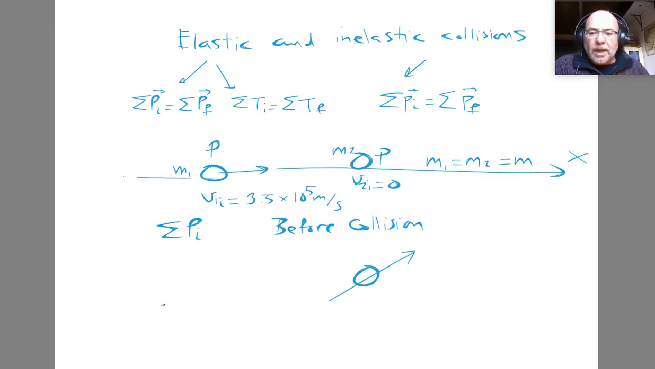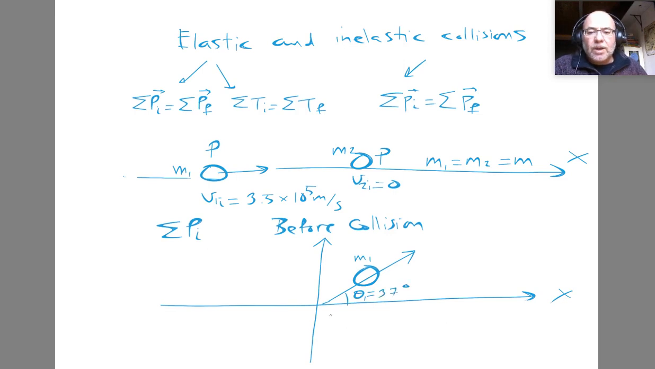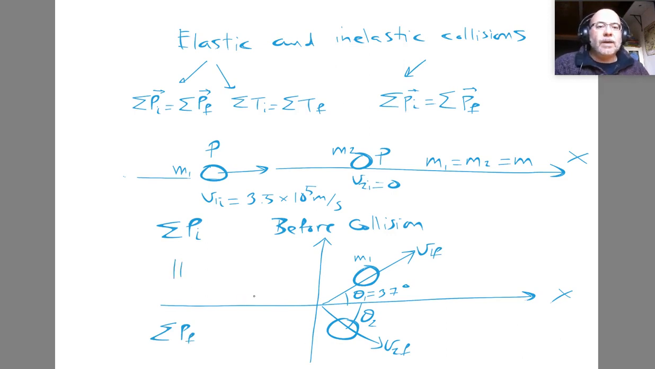This is X, and the same thing here. We have a reference frame X and a reference frame Y, right? One proton, M1, goes with an angle, let's call it theta 1, of 37 degrees, right? But the other one comes with another angle that we don't know, let's call it theta 2, and this is the particle which goes with a velocity V2 final, and this is V1 final. Again, the sum of P initial and the sum of P final will be equal because we have conservation of linear momentum in any collision, whether it's elastic or inelastic.